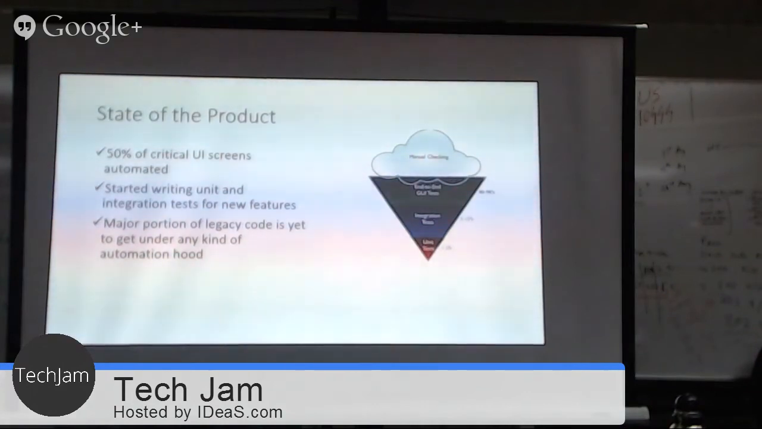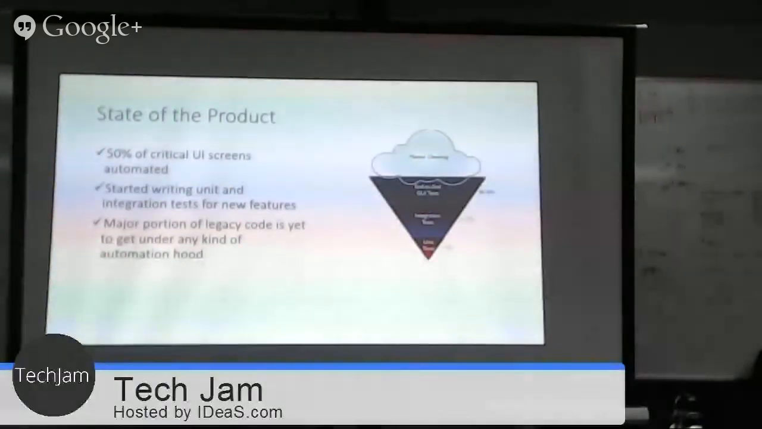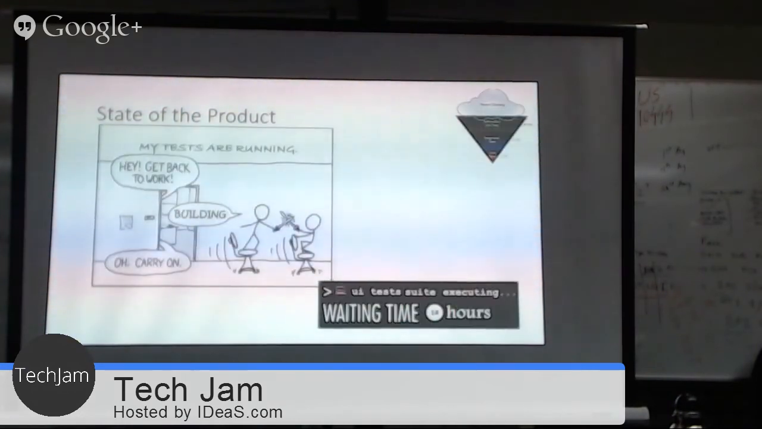The state of the product reached where 50% of the critical UI screens got automated. The development team also started writing unit and integration tests for the new features. But still, the major portion of legacy code did not go under any kind of automation. The image on the right depicts the testing pyramid, wherein manual checking still looks prevalent, and the percentages of UI test, integration test, and unit test are depicted. It looks like an ice cream cone. Our typical automated regression cycle is 14 hours. When we start the regression on the UI, it takes 14 hours to give feedback to a developer.